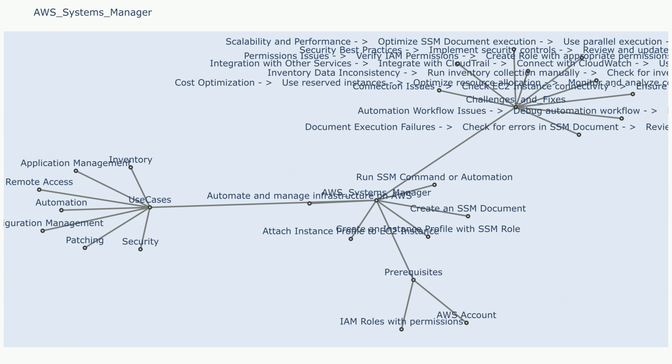Utilize reserved instances for EC2 instances that are frequently used by SSM. Ensure efficient resource allocation, avoiding over-provisioning or underutilization. Monitor and analyze cost data related to SSM operations to identify areas for optimization.